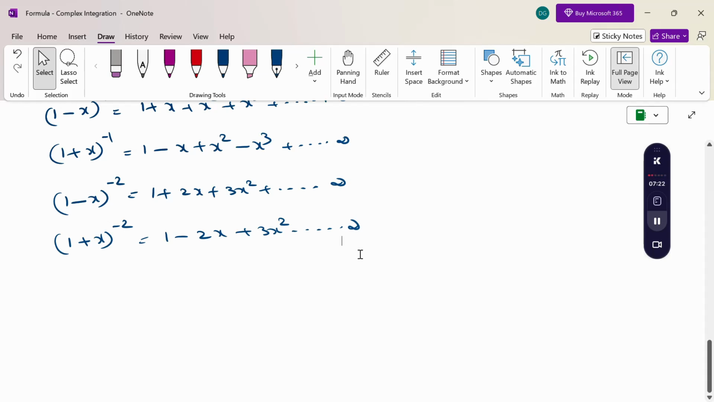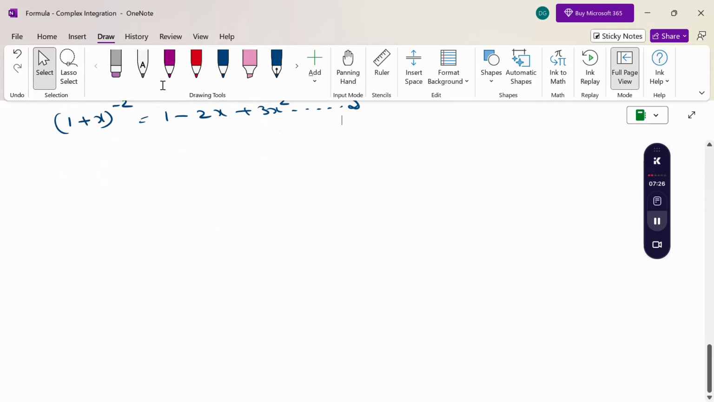And then evaluation of residue. The next part, evaluation of residue.